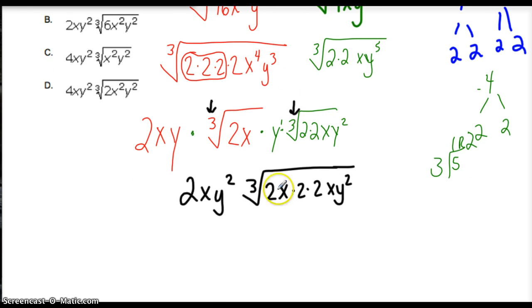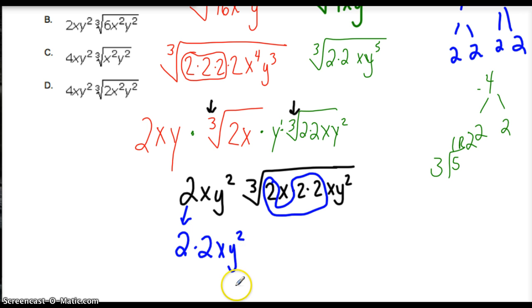Well, now what could I do? Now I still have an index of a 3, so I still have 3 2's in there, so now I could pull another 2 out. So I have a 2 here. This 2 would come outside. I would have xy to the second. And then in the radical, I would have the cubed root of, and then this x and this x would go together, but I only have 2 of them, not 3, so I couldn't pull another one out. And then y squared. Oh, and y is the same way. I have 2 of them, not 3, so I couldn't pull one out.